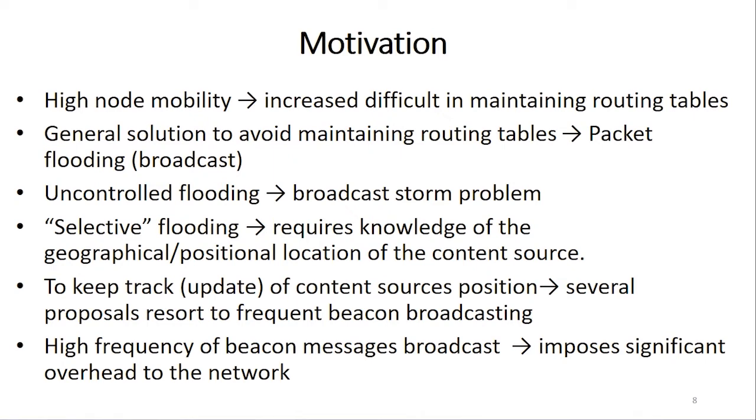A possible solution to this problem is to use a mechanism capable of controlling and choosing specific nodes where to forward packets toward the destination. This procedure is only applicable when the geographical or positional location of the packet destination is known. To keep track of content source location, several proposals resort to frequent beacon broadcasts. For accuracy, the beacon broadcast frequency should be relatively high, but the higher the frequency of beacon broadcast, the higher will be the traffic overhead, affecting the efficiency of the network.